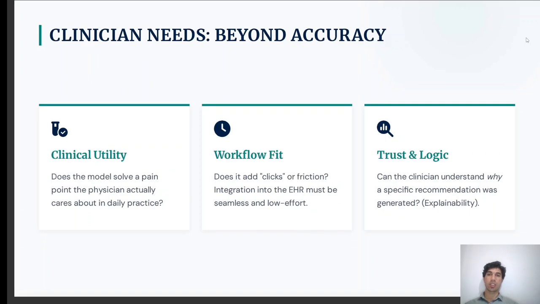The clinicians, first of all, are our primary stakeholders, and they need a project that is not just accurate. Accuracy is obviously very important. Our model needs to be accurate, but that is not enough. To fulfill the requirements of clinicians, we need to answer three questions. First, does our model solve a problem or a pain point that the physician actually cares about, that they face in real life and daily practice?